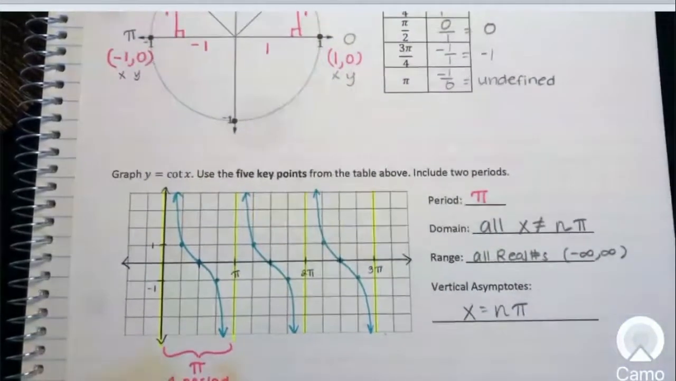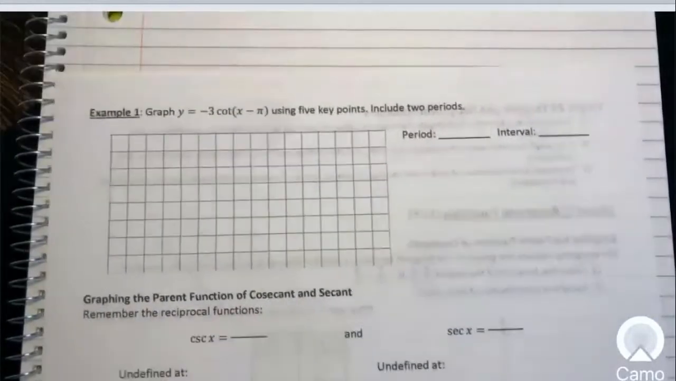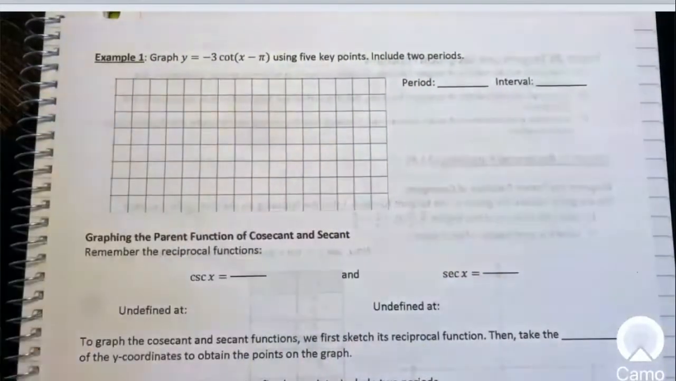So just like our other tangent functions, we can also transform our cotangent function. We'll just look at one example, and then you'll be able to try a few on your own. We're going to work on cosecant and secant functions later; we're just focusing on our cotangent.